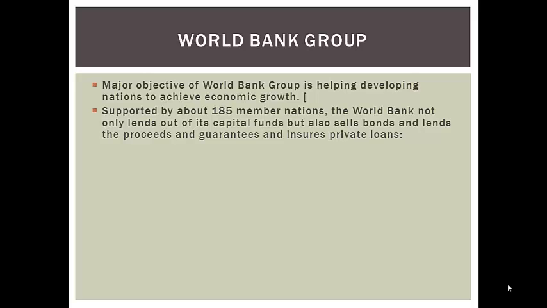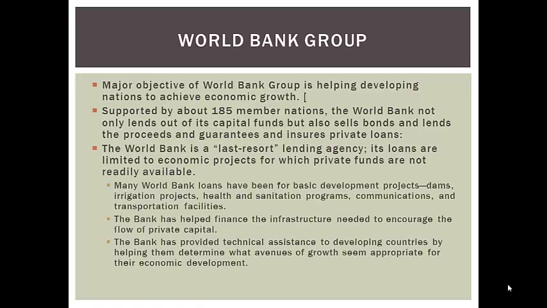First of all, if countries need to borrow capital, as we said, poor countries don't have their own savings to invest in either physical or human capital. They can borrow the funds from the World Bank. The World Bank also sells bonds, which is another form of loan, and lends the proceeds and guarantees that private loans are going to happen. So in a way, the World Bank is the last resort lending agency. Its loans are limited to economic projects for which private funds are not readily available.